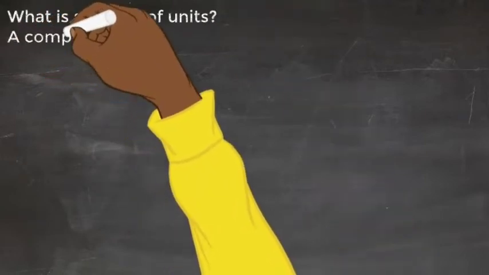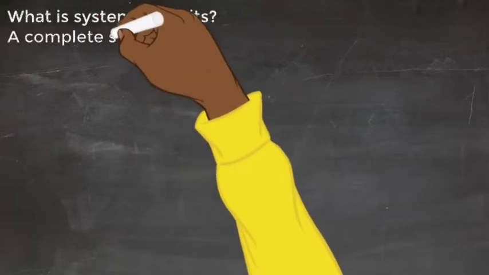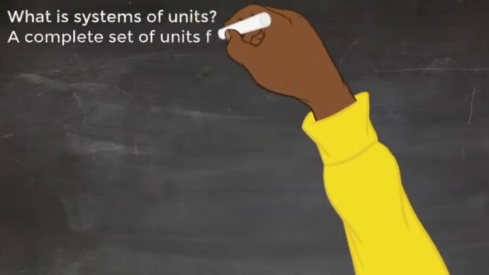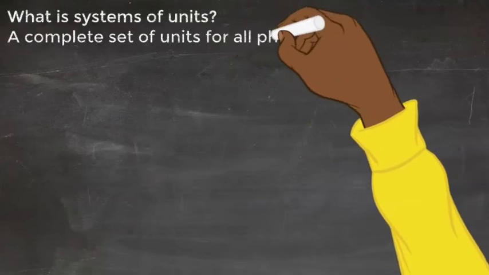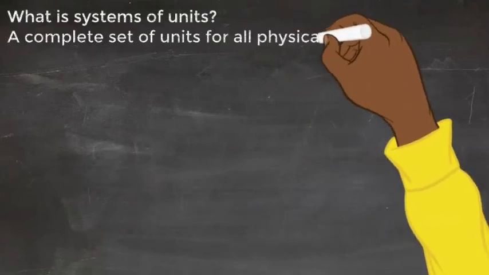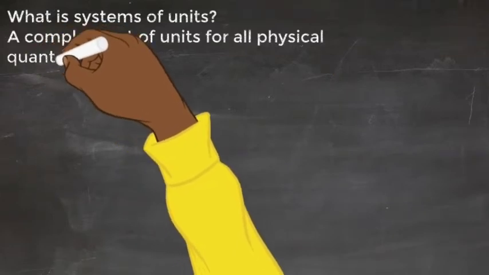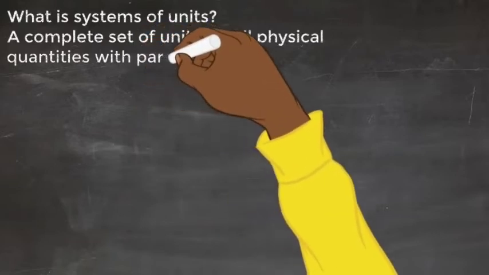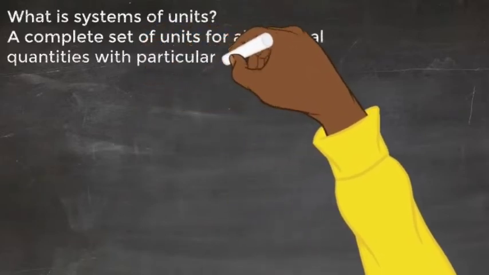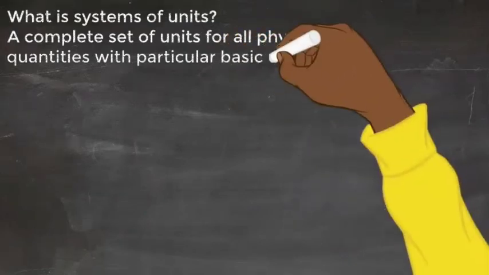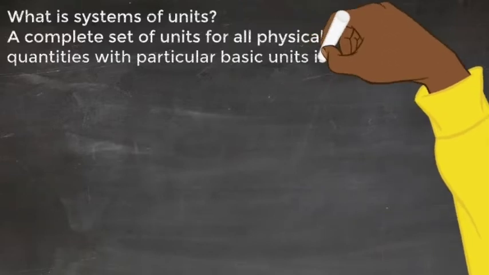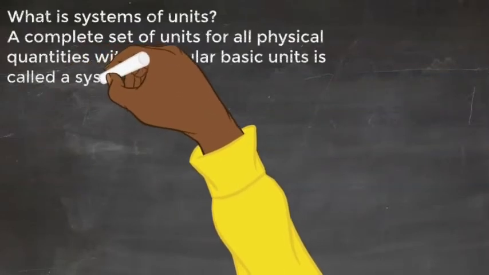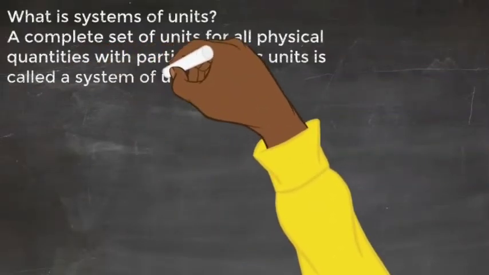What are systems of unit? A complete set of units for all physical quantities with particular basic units is called a system of unit.